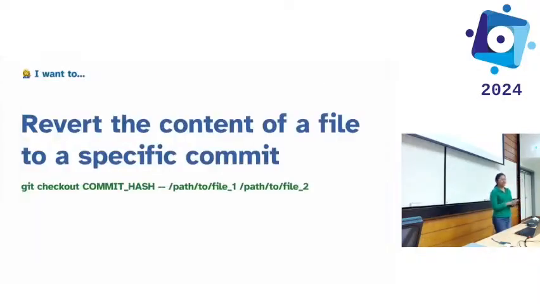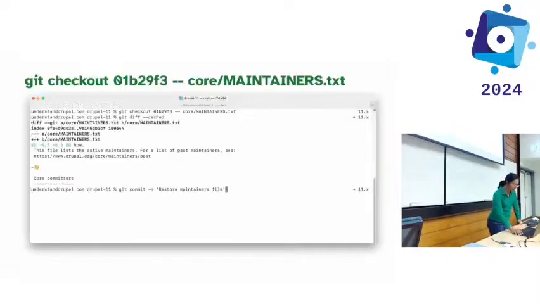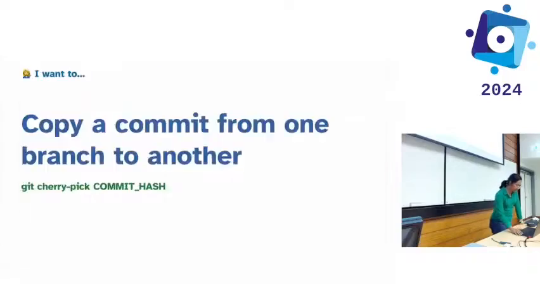If I want to revert the content of a file to a specific commit, we can also use git checkout, the commit hash, and the path. In that case, if you can see the hint, it was maybe something that was a test in the project, and this is something that we don't want to have. And we can use git checkout to roll back to the previous version.